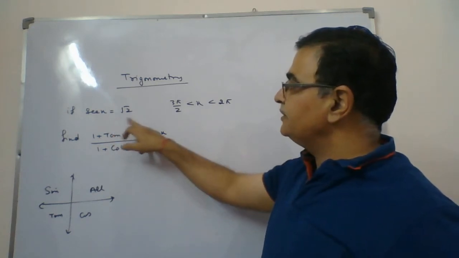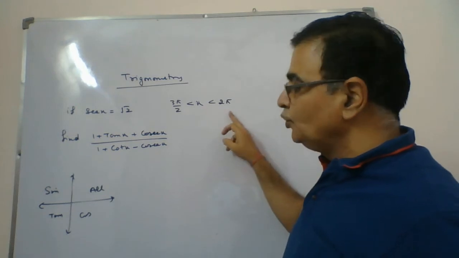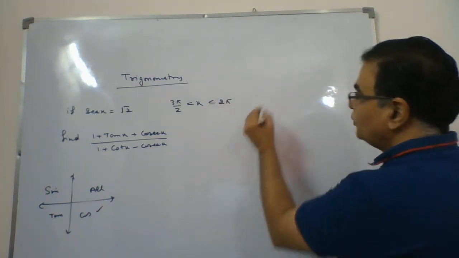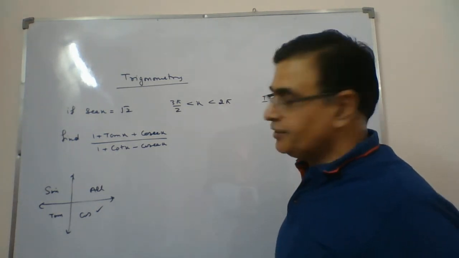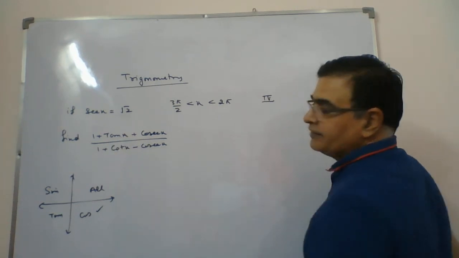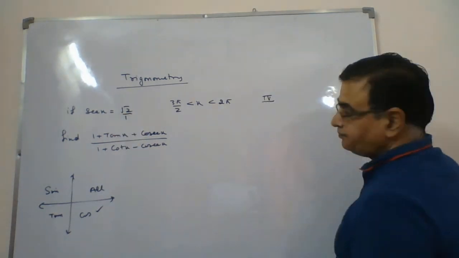That question says if sec x is root 2 and x is between 3 pi by 2 to 2 pi, that means it is in quadrant number 4. This is quadrant number 4 we have. We have to find out the value of it. So we need the value of tan x, cot x, and cosec x. So here in this case, sec x is root 2 by 1.